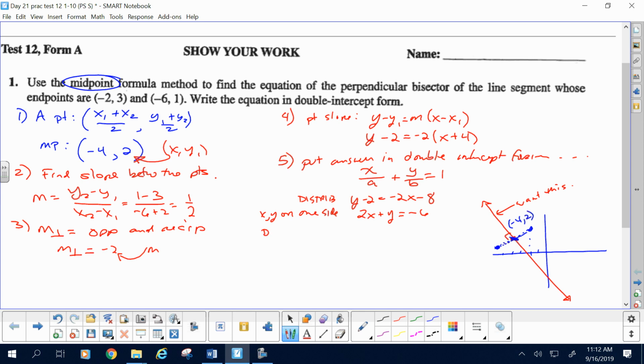Now we divide to make the 1. What am I talking about to make the 1? Well, you can see that one of the keys of double intercept form is x's and y's on one side, and on the right side is just a stone cold 1. To make that 1, what do we do? Divide by -6. So I divide by -6, and x over -3 plus y over -6 equals 1. Alrighty then. That's the answer.